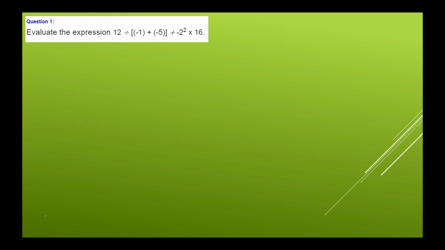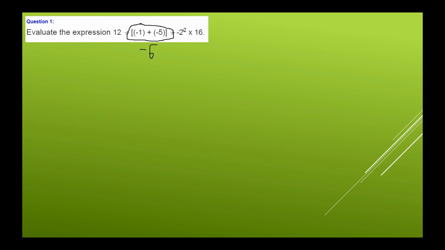So first, in GEMDAS or PEMDAS is groups or parentheses. So the group or parenthesis here is this. So inside the group, negative 1 plus negative 5 is simply negative 6.